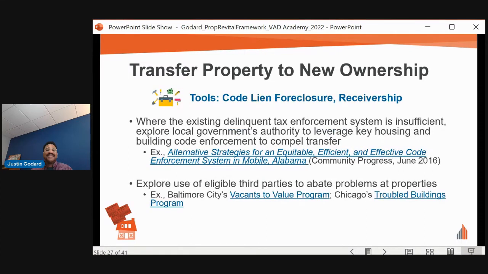Where the existing delinquent tax enforcement system is insufficient to compel transfer, communities should explore the local government's authority to leverage key housing and building code enforcement policies to compel transfer. Communities should also explore the use of eligible third parties who are able to abate problems at the property through tools such as conservatorship and receivership.